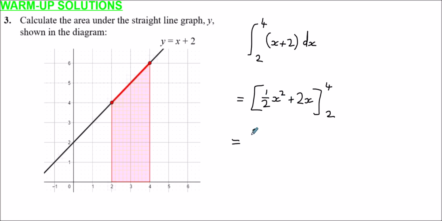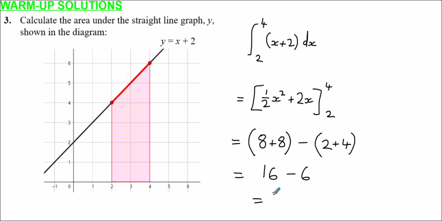So half x squared, when x is 4, is a half times 4 squared. So half of 16 is 8, plus 2 lots of 4. 2 times 4 is 8. We're going to minus from that, when x is 2, half of 2 squared. Well, half of 2 squared is half of 4, which is 2. Then 2 times 2 gives us 4. So this is going to be 16 minus 6, which gives us an area of 10.